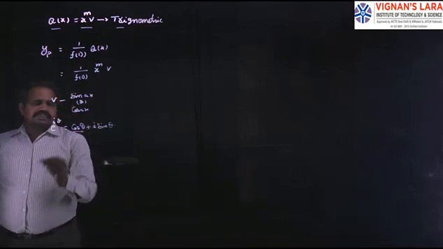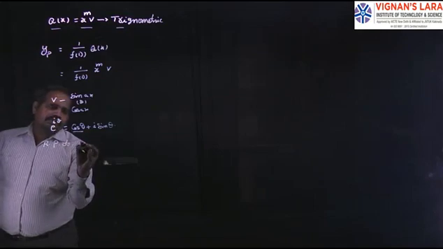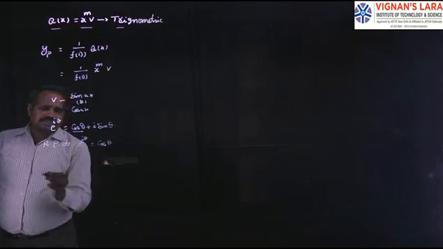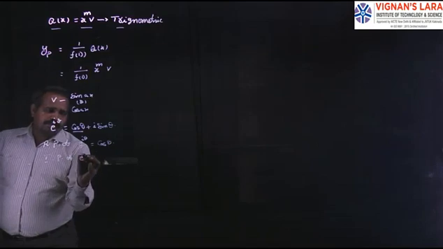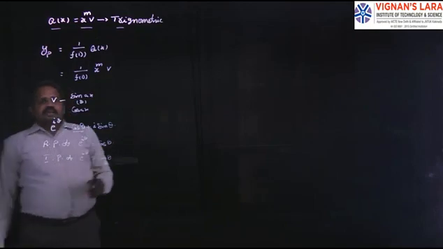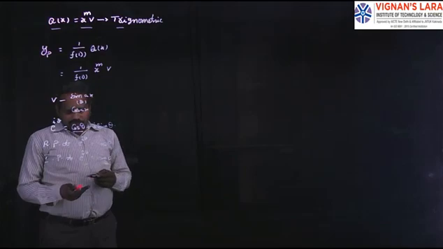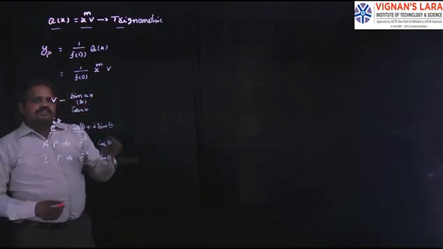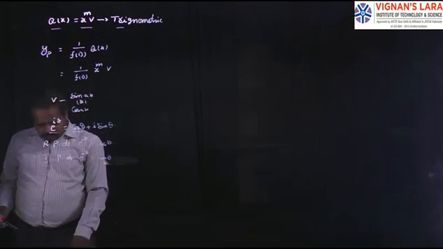Here cos theta is called the real part of e power i theta, and sin theta is the imaginary part of e power i theta. So we are using this condition here. By using this method we will solve this problem. I will go through an example.